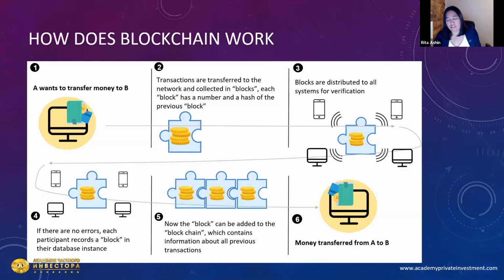Now, blocks are distributed to all the systems for verification. As you can see, some of the systems are just mobile phones, some could be computers. Then if there are no errors, each participant records the block in their database. The block then gets added to the blockchain, which contains all the information about the previous transactions. Only when it's added to the blockchain will the money be transferred. So it's verified, and then and only then the cryptocurrency will move. So that is how it works.